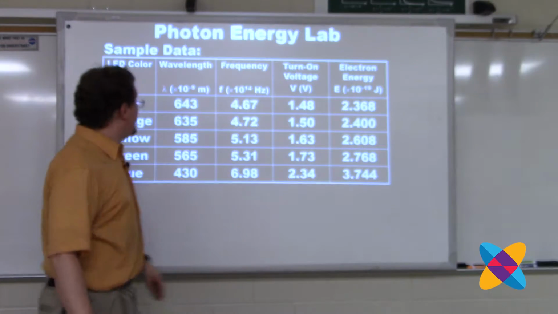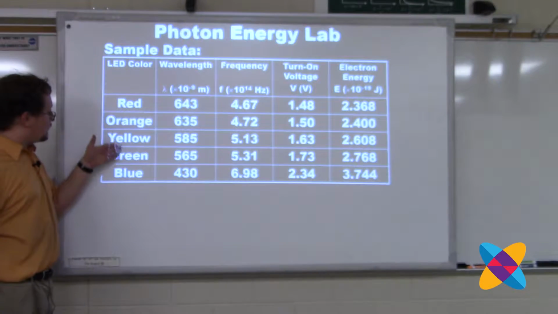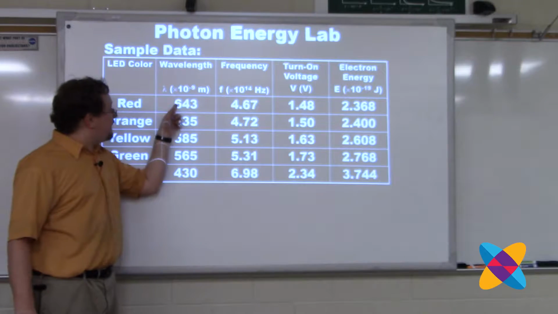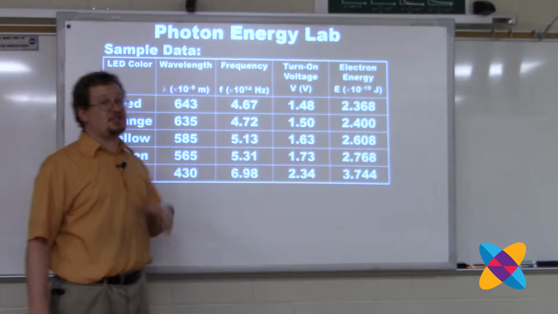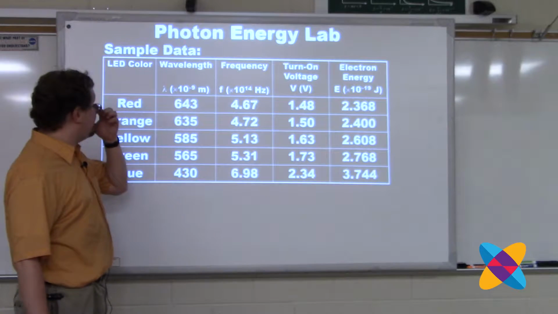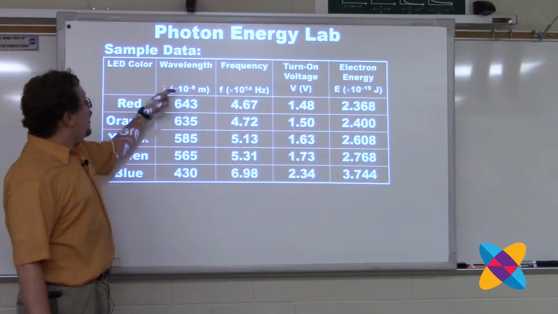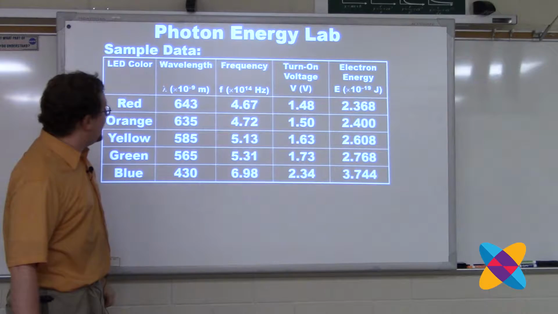Okay, here's my sample data. Red, orange, yellow, green, blue. The wavelength comes off of their data sheets. I didn't measure the wavelength, I just took it off the data sheet that came with the LED, and it's published online. All those wavelengths are times 10 to the negative 9 meters.